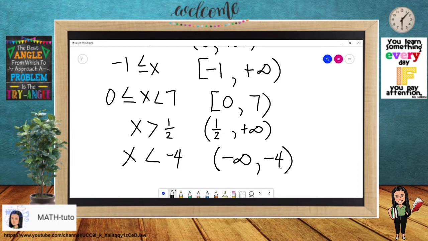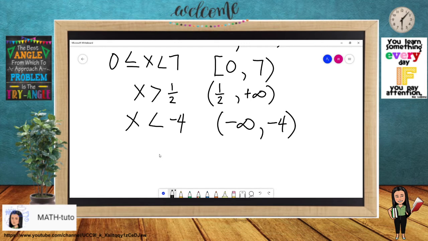By the way, if we are writing in interval notation, ang arrangement niya, kung ano yung mas mababa, yun yung nauunang isusulat. Kagaya nito, 1/2 is smaller than positive infinity, dahil hindi nga natin alam yun, pero mataas siya. So, mataas na value. We write 1/2 first. In this example, negative infinity is smaller than negative 4, so we write negative infinity first. Dito, 0 is less than 7, so we write 0 first. Kung ano yung mas mababa, yun ang una nating ilalagay.